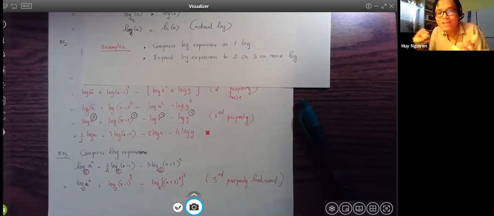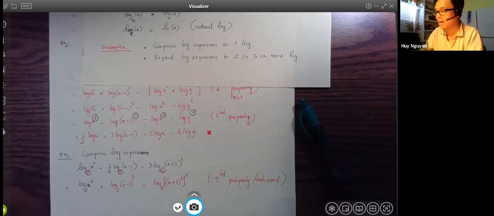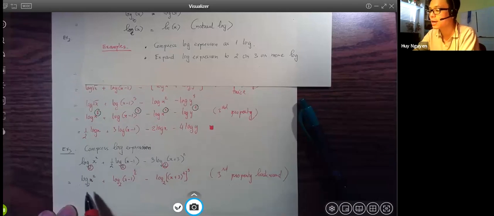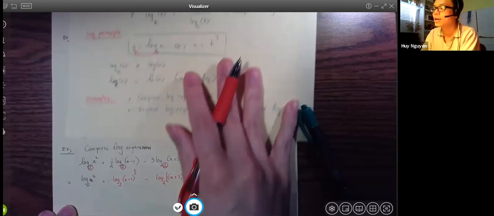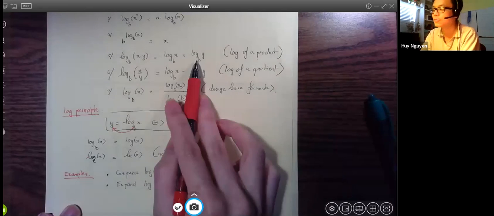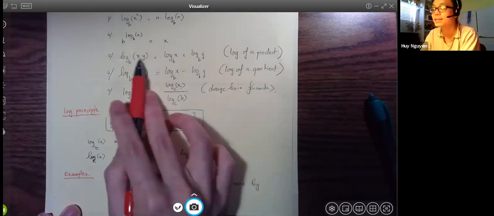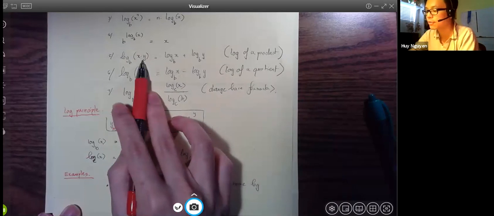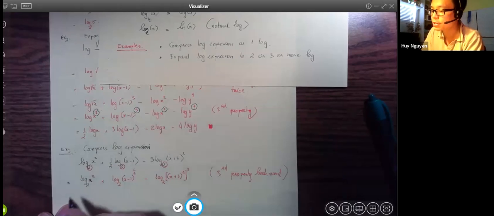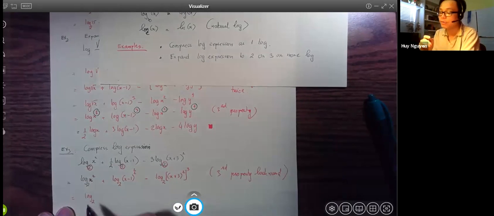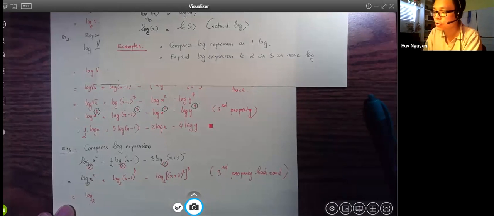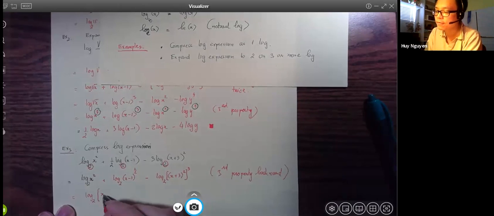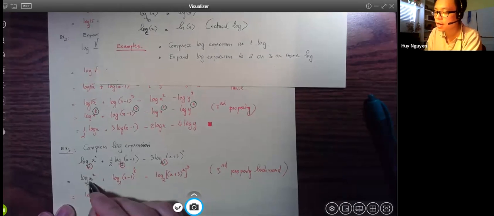Now it looks like in front of the log there's nothing already, which means that we can combine. I can combine 2 logs. The only way I can combine 2 logs is using number 5. Because we have 2 logs, I can combine them as the product. So I can write it as log base 2, because of the same base, of, you have to open a bracket because you already have parentheses, so you have x squared, the first argument, times the second argument.